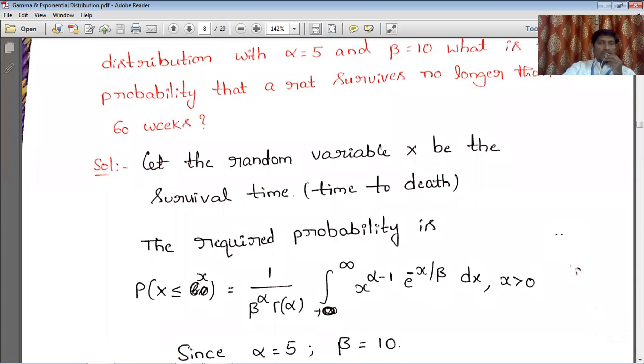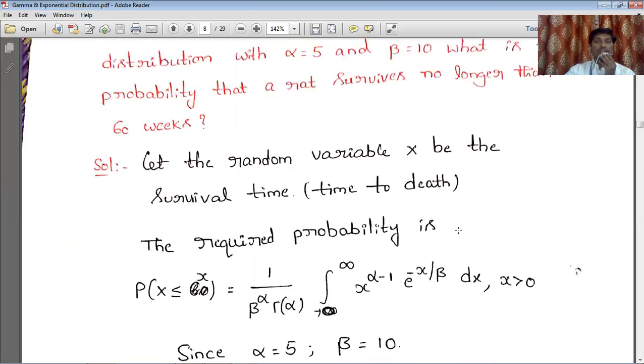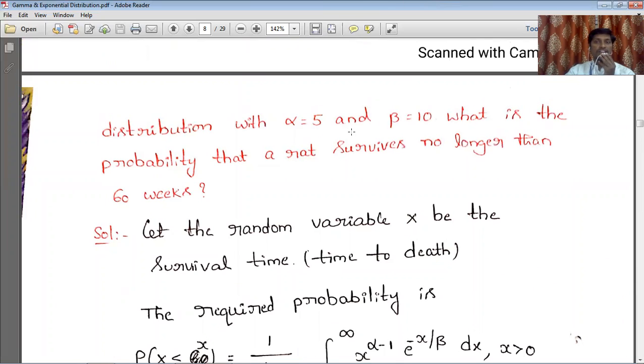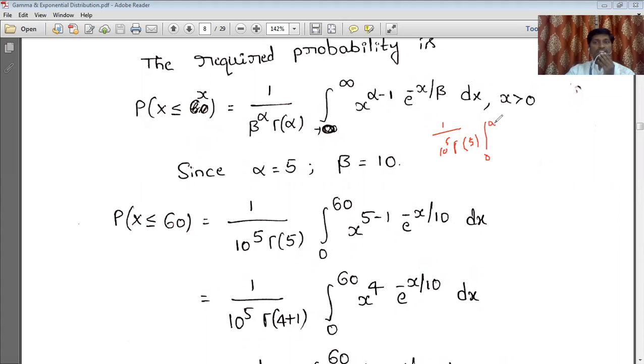And the required probability, we already said it is a gamma distribution. So F of x is equal to P of X less than or equal to x is equal to 1 by beta power alpha, gamma alpha, integral for x greater than 0, simply 0 to infinity, x power alpha minus 1, e power minus x by beta dx. This is the one we are writing. Already they mentioned in the problem alpha is equal to 5 and beta is equal to 10. So simply we have to substitute and then calculate. So it is 1 by 10 power 5, gamma 5, integral 0 to infinity, x power alpha minus 1.